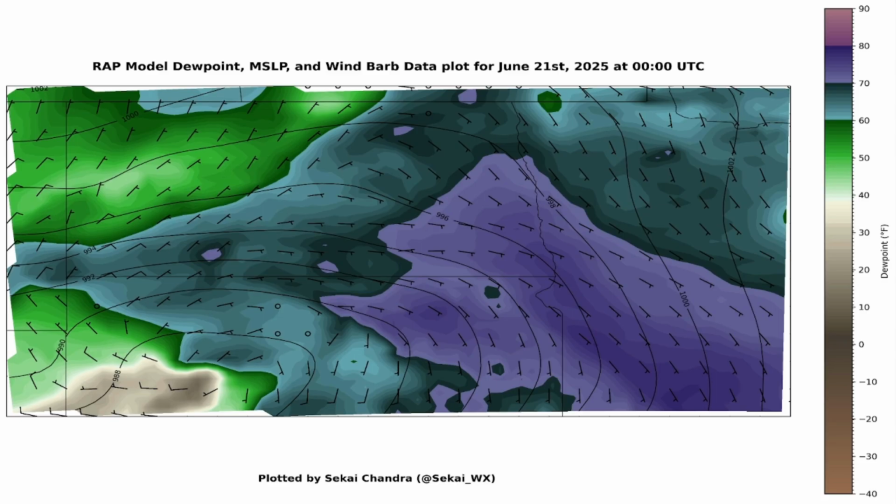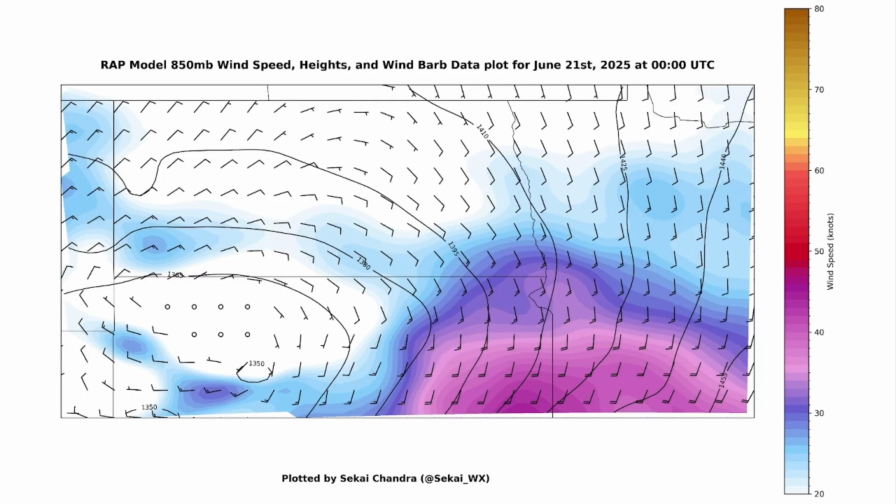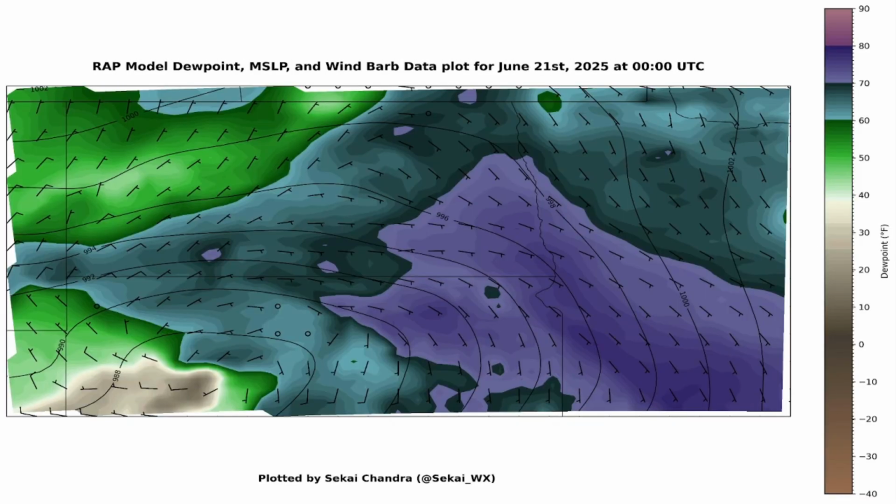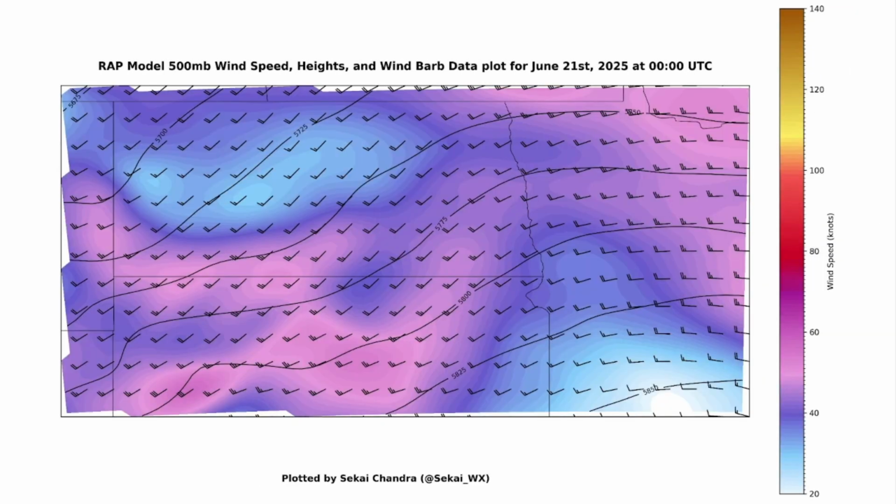Now that we've covered it, this was the scene at 0Z. And as our questions shift, we're going to begin to shift from the large-scale pattern to the mesoscale details. So, where would we expect storms to form? Look at these three images. Here's moisture, here's 850 millibar winds, and here's 500 millibar winds. So, where do you think storms are going to form?